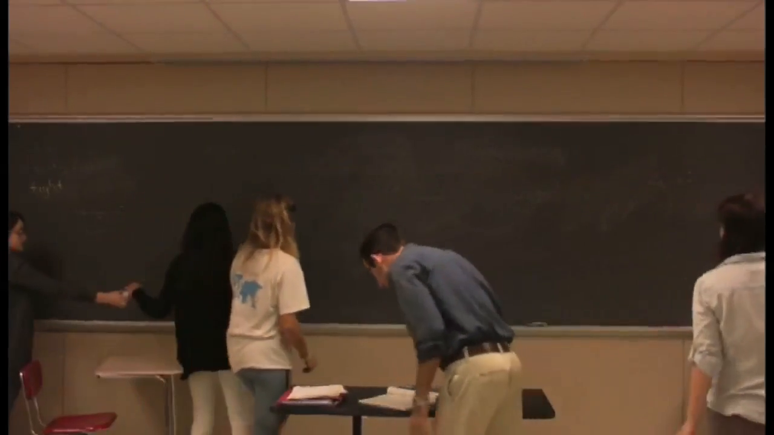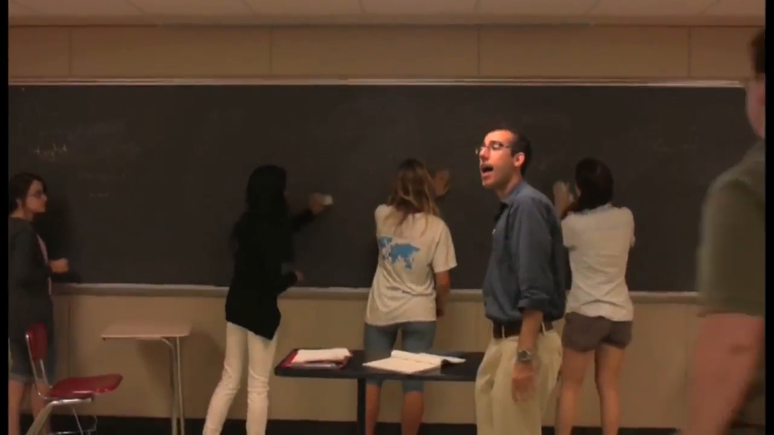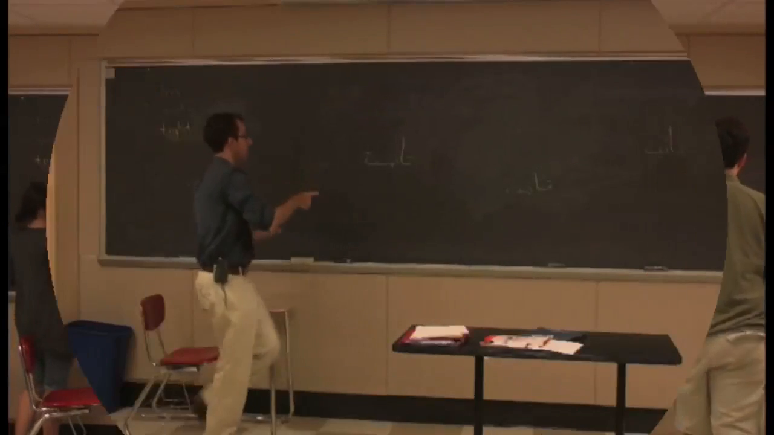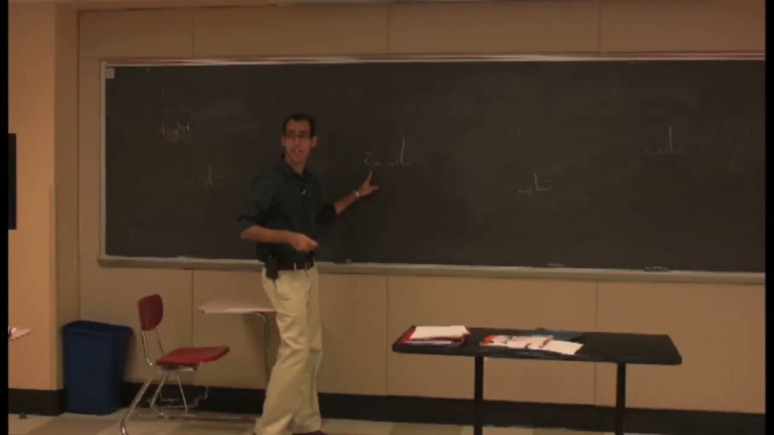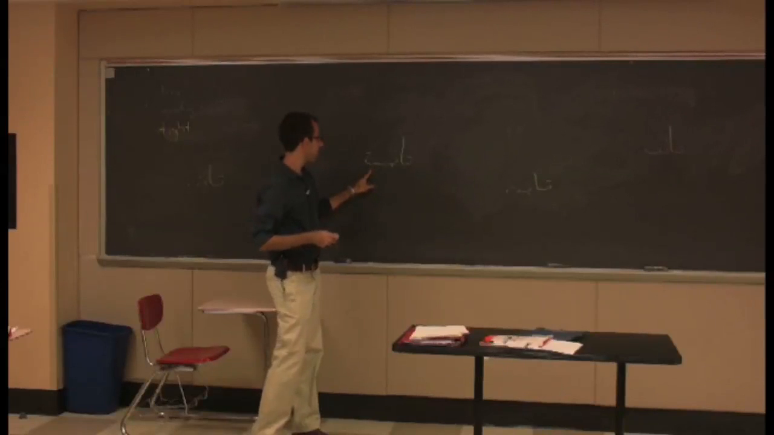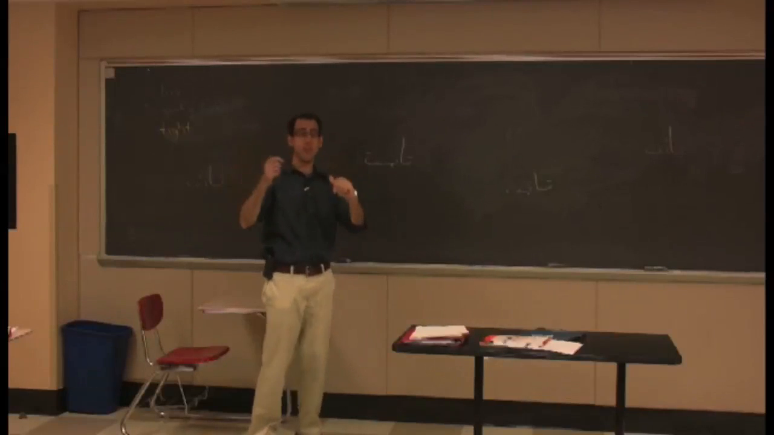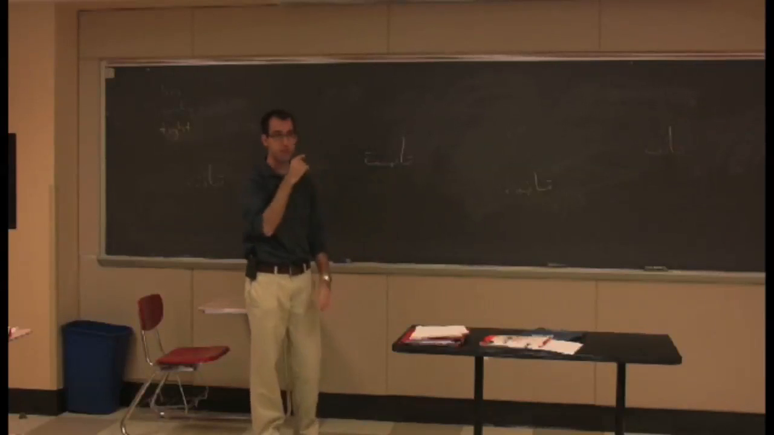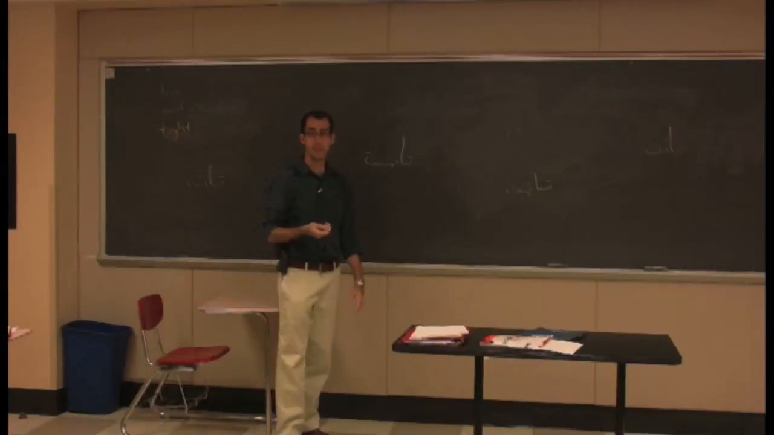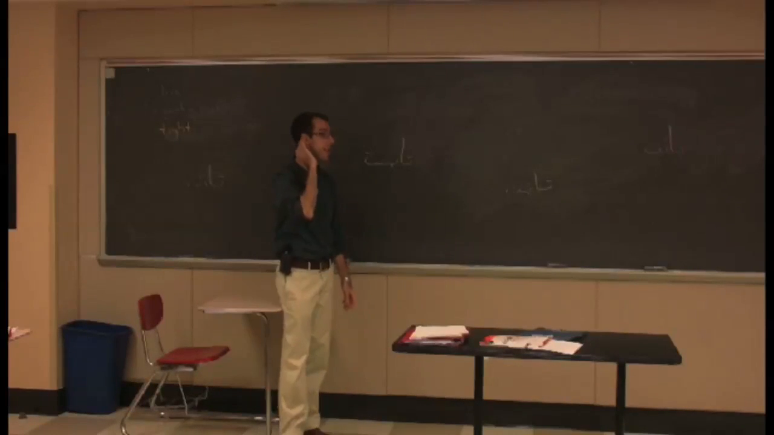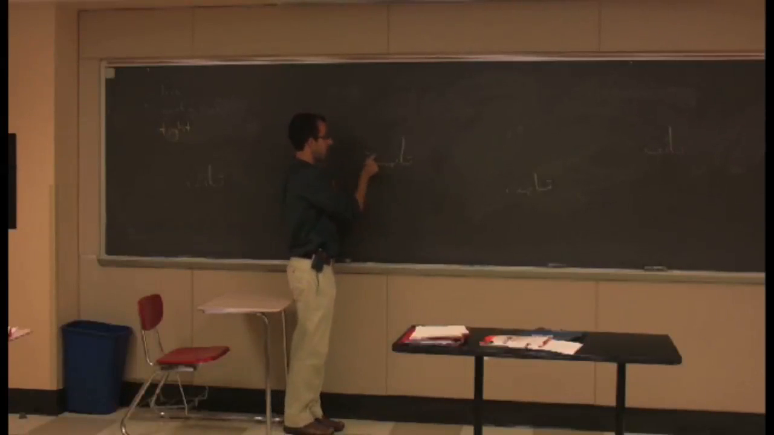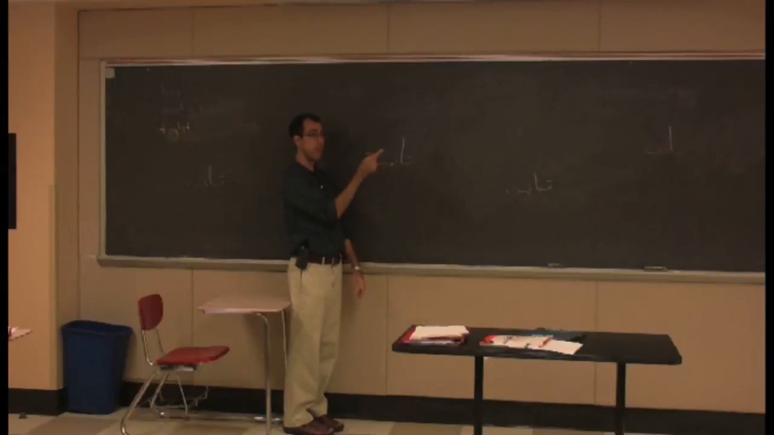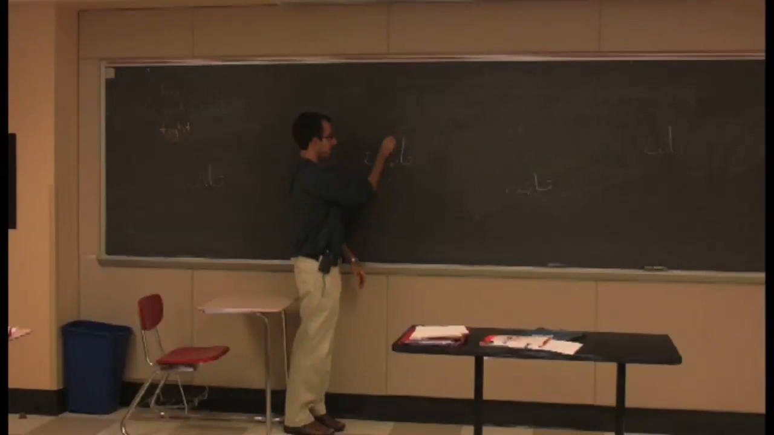The word is tabat. Missing short vowels. Okay. Where should we put a short vowel? Between. Okay. So between here. Which short vowel should we put? Kasra or fatha? Fatha. Okay.